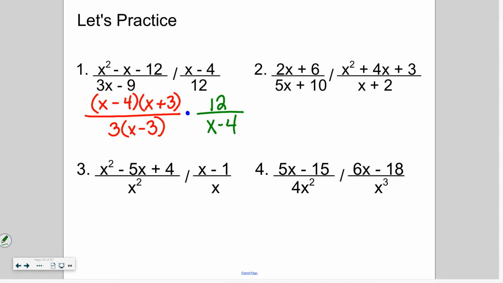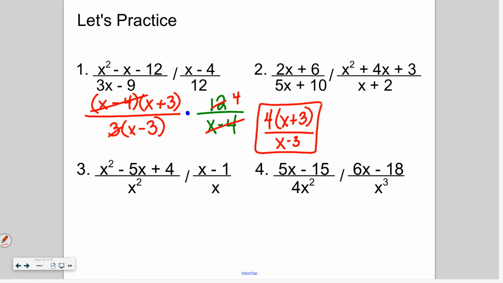Now I'm going to do the same thing that I did with multiplication. I'm going to look up and down, left and right. Or sorry, not left and right, diagonal. So the x minus 4's cancel. The 3 and the 12 will simplify and make this a 4. Now, I'm done. I'm going to multiply straight across. So 4, x plus 3 is what I have on top. x minus 3 is what I have on bottom. And there you go. Okay?